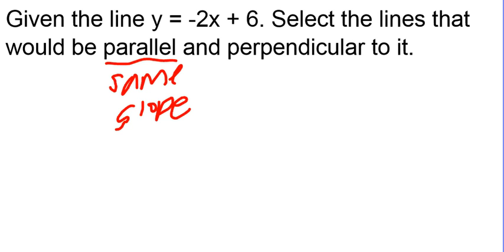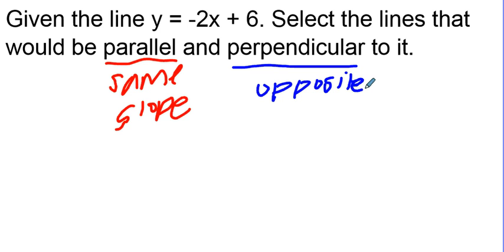For something to be perpendicular, it has to fall under two things. So it's got to be opposite and reciprocal. Now when we're talking about opposites, we're talking about its sign, so one positive and one negative. When we're talking about reciprocals, we mean they are flipped.